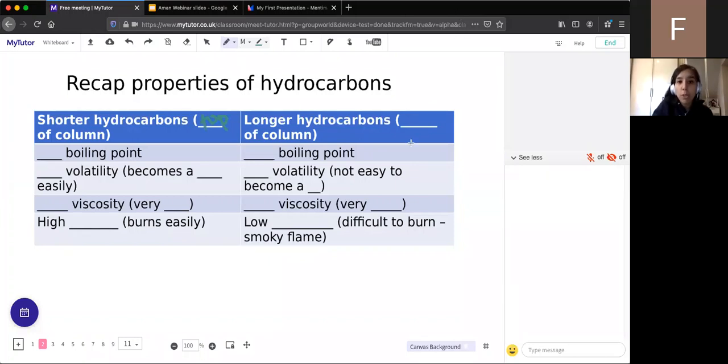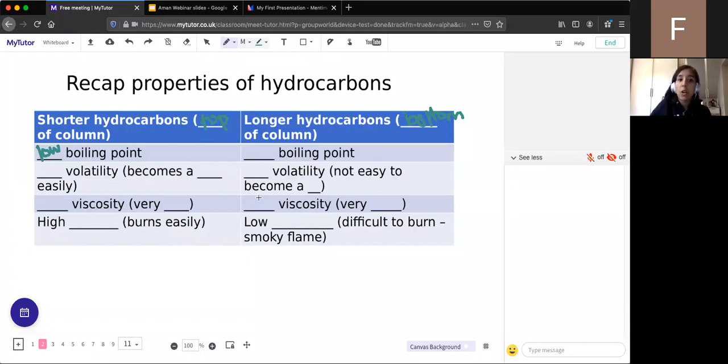Okay, so if we start with the shorter hydrocarbons and go through those first. What boiling point do the shorter hydrocarbons have? Good, they have a low boiling point. Does anyone remember why they have a low boiling point? What makes them have that low boiling point? Excellent. Someone said there are weak intermolecular forces. Really, really good. Well done.